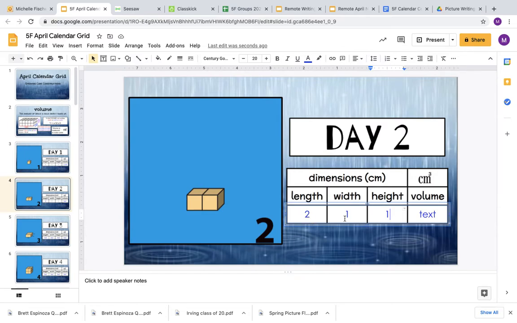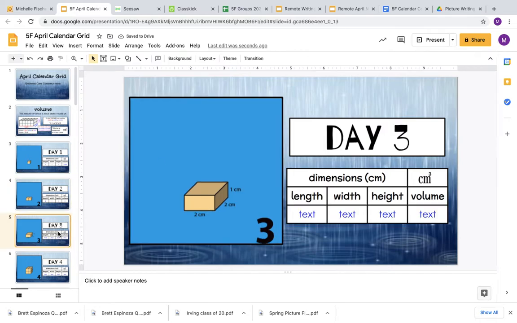2 times 1 is 2. 2 times 1 is 2. So 2 centimeters cubed. And you know what, I'm just going to leave that as a 2 because we've got the cm cubed right there. All right, now we have a different look.